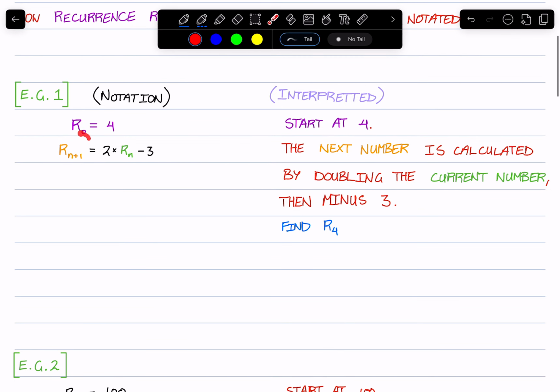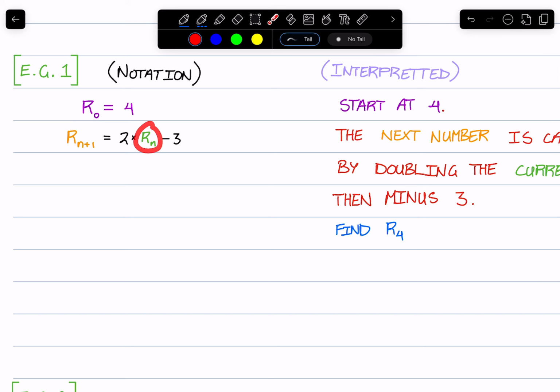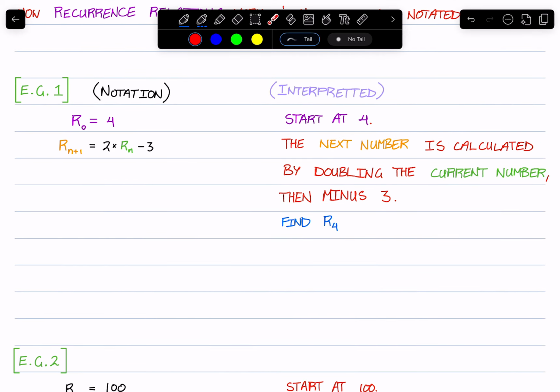Now, this next portion here, it says R of n plus 1. That is saying the next number. So if we are on Rn, that's the current number. R of n plus 1, that is the next number. So the next number, Rn plus 1, is calculated by doubling the current number, so 2 times Rn, and then we subtract 3.